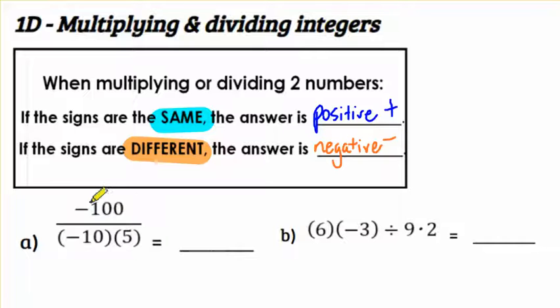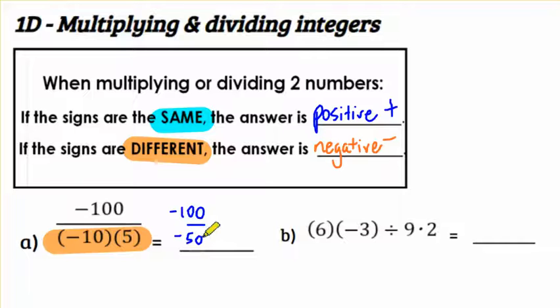Okay, so let's look at A. There's nothing to do on the top. That's just the number negative 100. On the bottom, we are multiplying negative 10 times a positive 5. So I'm going to highlight these in orange because those signs are different. So we are going to get a negative answer. So on the bottom here, we get negative 50. And then on the top, we still have that negative 100.